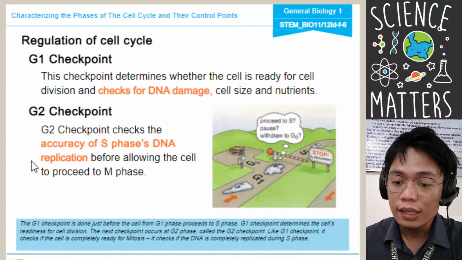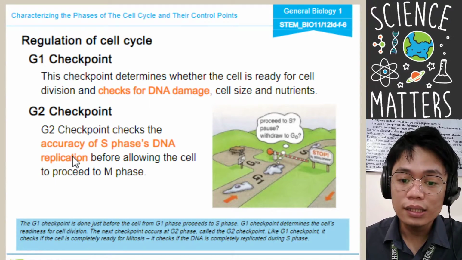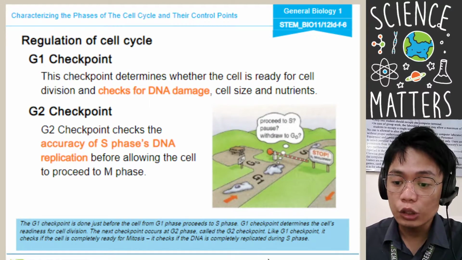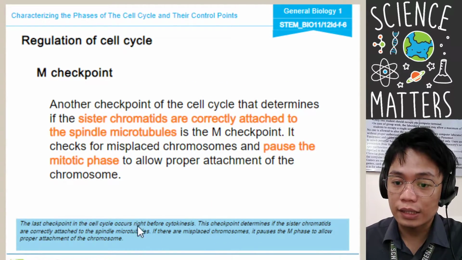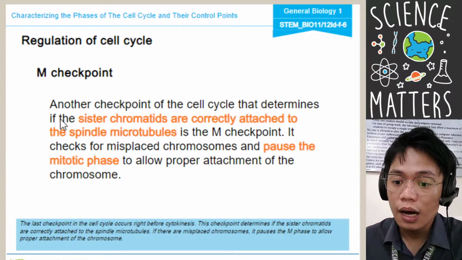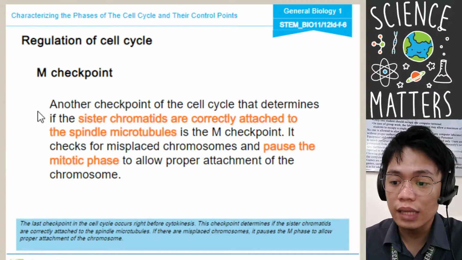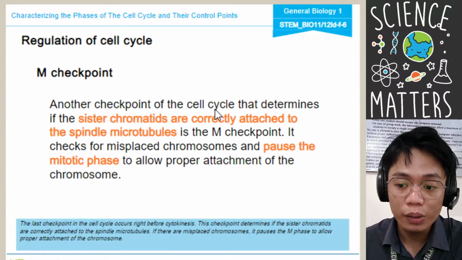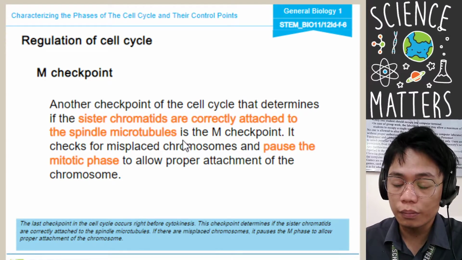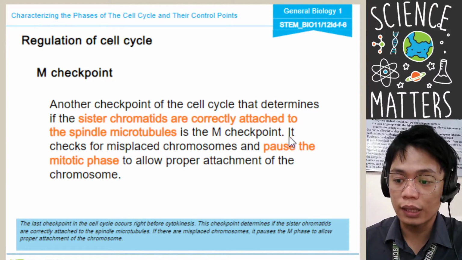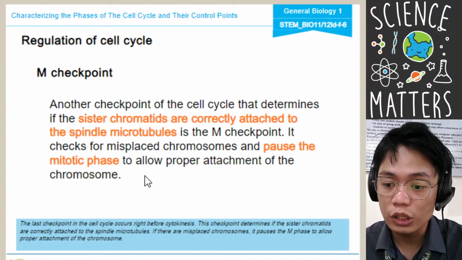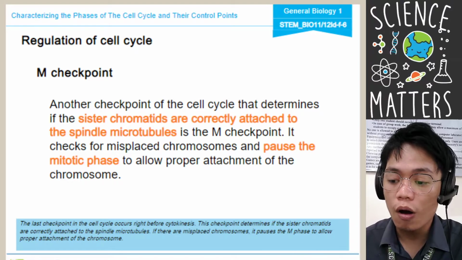So it checks the S phase, or the synthesis, or the DNA replication, before allowing the cell to proceed to mitotic phase. So in the mitotic phase, or the M checkpoint, another checkpoint of the cell cycle determines if the sister chromatids are correctly attached to the spindle microtubule. It checks for misplaced chromosomes and pauses the mitotic phase to allow proper attachment of the chromosomes.